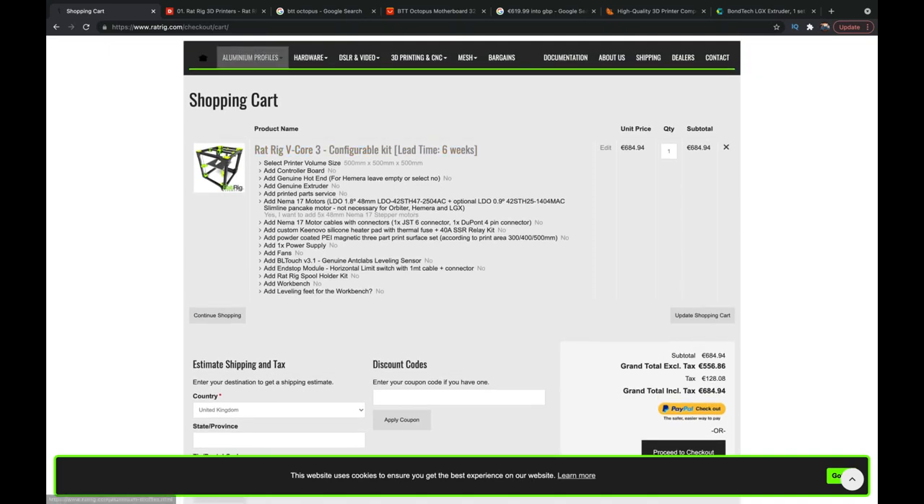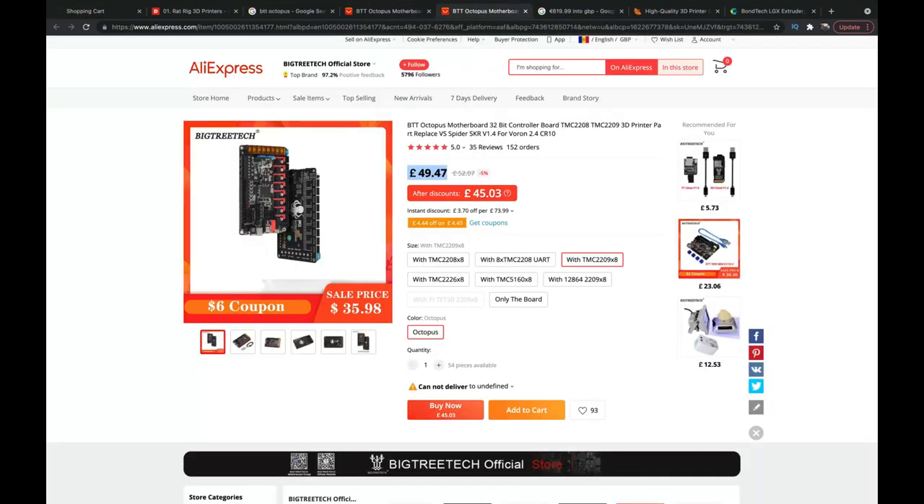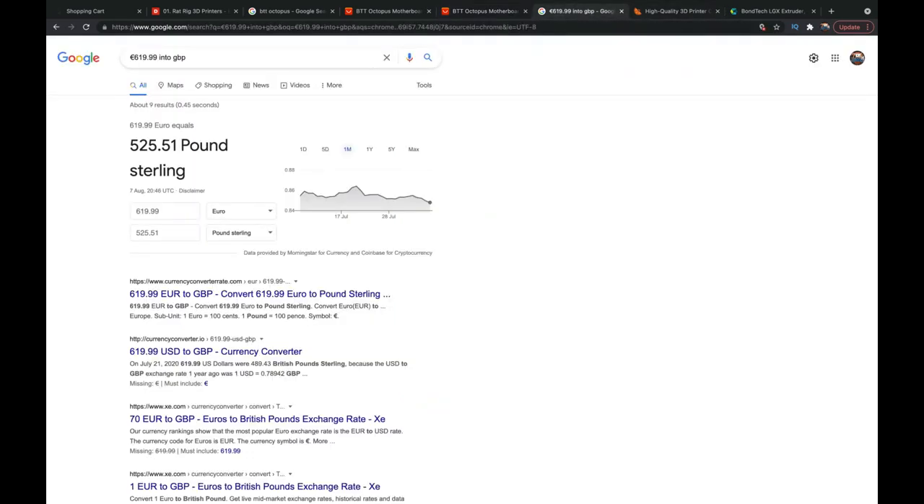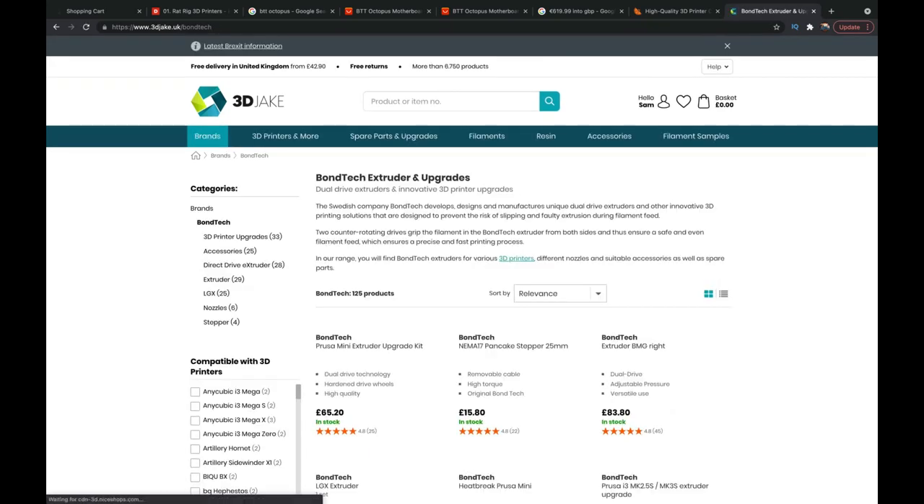And then on top of that, I would then add yourself probably one of these octopuses, and that being the case, you can get the stepper drivers as well. I went with the 2226s on mine, but you can get that for around about $50 or £50. And the printer ends up being around about £525. But then you're going to have to add some extra stuff. Now, the LGX is what I'm going to be upgrading to, or I may end up using on the 1.3. I'm using a Bontech BMG M on this at the moment.